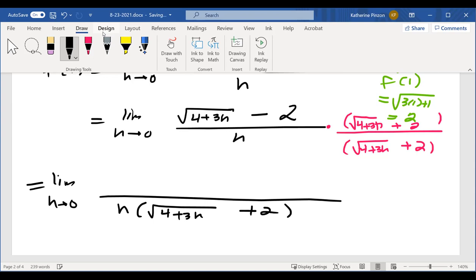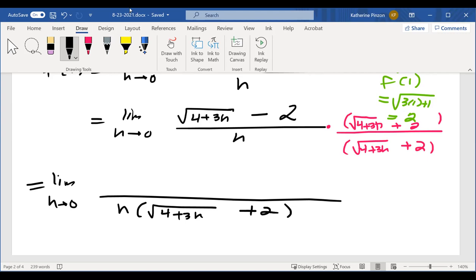Because my goal is to make this h go away, right? My goal is to make that h go away, because that h is what gave that 0 in the denominator and caused me the bad feels, right? That h gave me that 0 in the denominator, made things explode. Okay, so I'm going to try to do this multiplication up here.